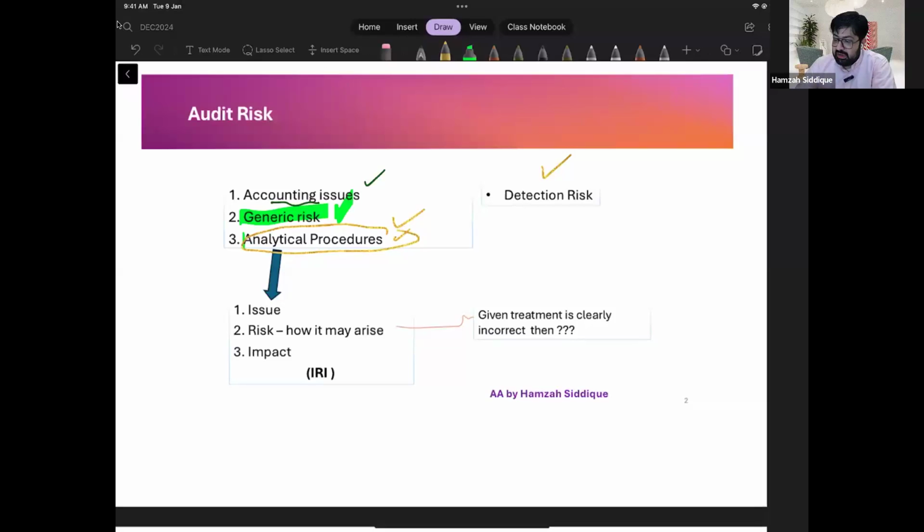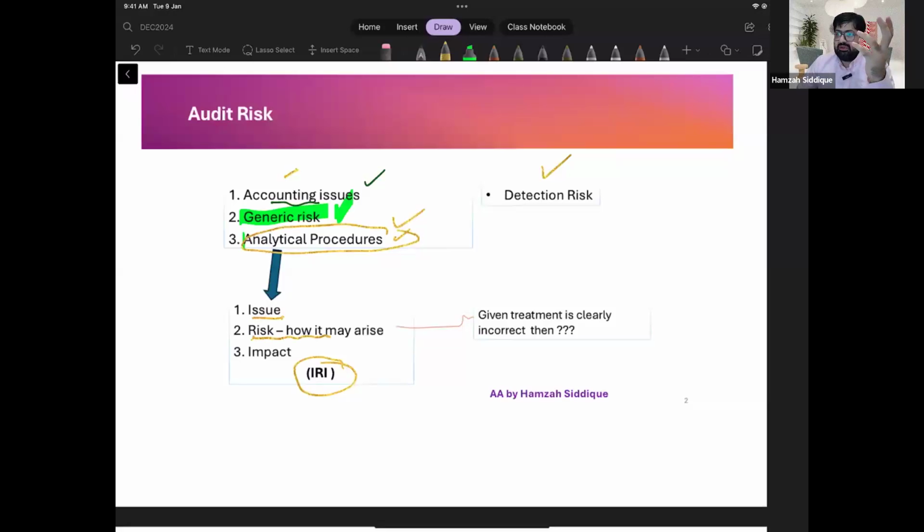Remember, IRI is the point. You need to memorize this mnemonic. That is, issue: the accounting issue which is given in the scenario, or the generic matter which is given in the scenario, or it might be analytical procedures. They are the issues. And now, risk: you will explain what can be inappropriately recorded by the company because of this matter.